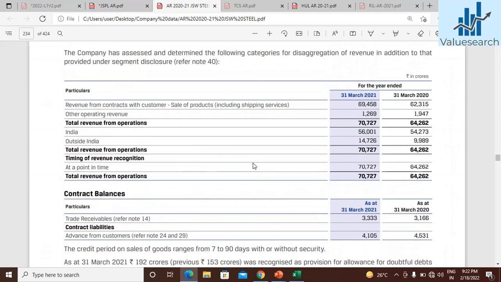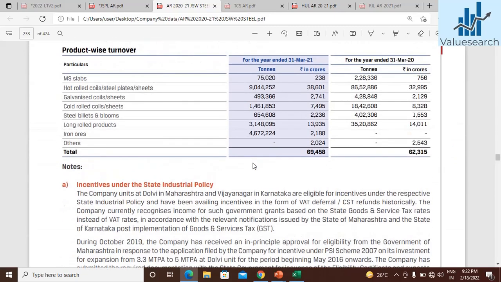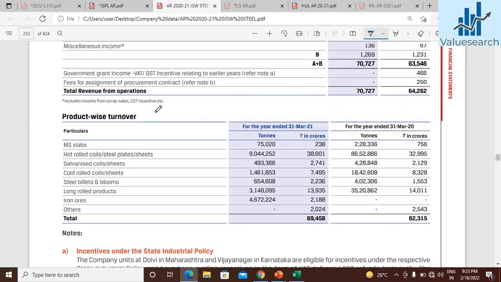So now there is one little small thing, but quite interesting for me, which you guys can also do. This annual report is quite interesting, and their presentation is also, because they have disclosed their numbers product wise. So that means you can find out what is the price for these products. So if you divide 238 crores by 75,020, you will get the price of this product per ton.